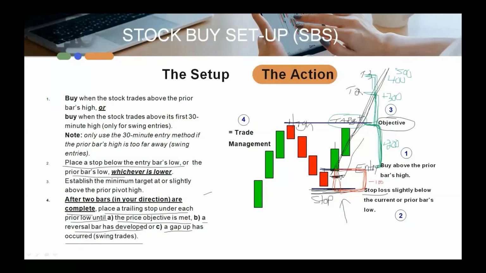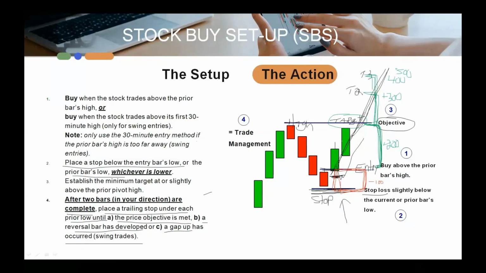Okay, we all can do math here. The key takeaway is what? Out on a setup: small risk, lower risk, proper stop loss placement, and then higher rewards. Okay, higher rewards. All right.